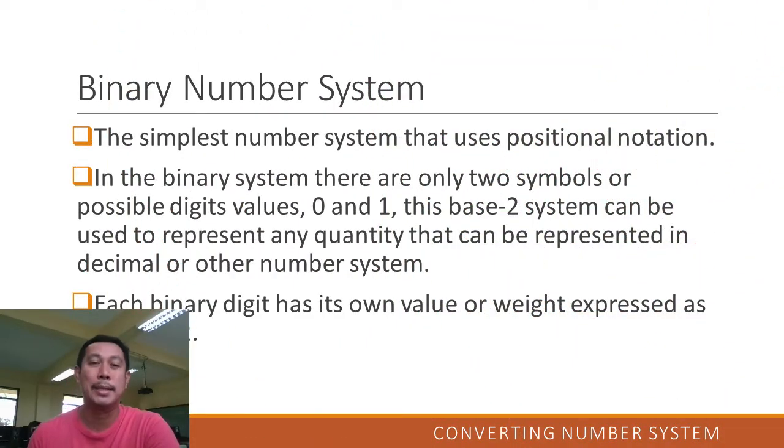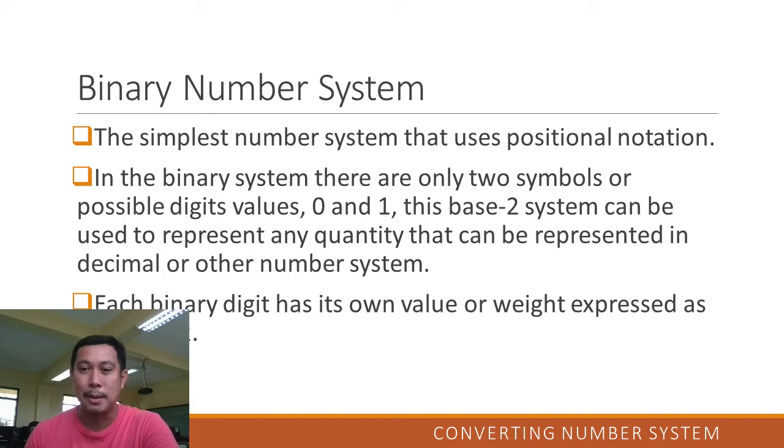Binary number system is considered the simplest number system that uses positional notation. According to Merriam-Webster.com, a positional notation is a system of expressing numbers in which digits are arranged in succession, one after the other. In the binary system, there are only two symbols. I hope you already know what those two symbols are. They are zeros and ones. That is why it is called binary, bi.